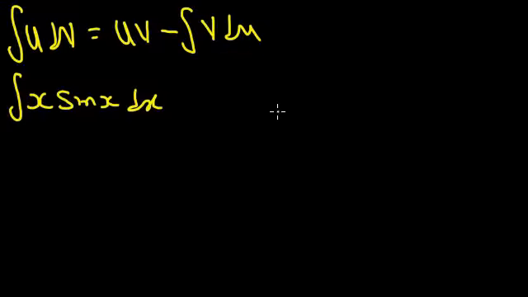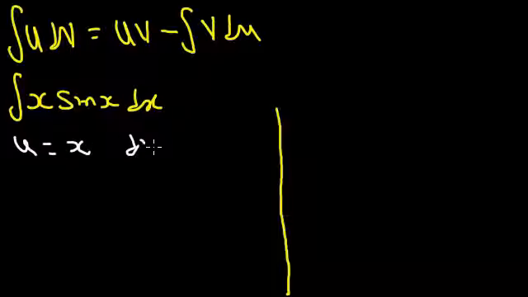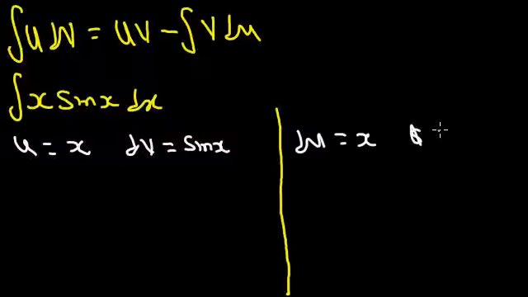Let's split the board into two equal parts. Now, let's consider u to be equal to x and v to be equal to sine x for the left hand side. And now let's consider v to be equal to x and u to be equal to sine x for the right hand side. It makes sense now.